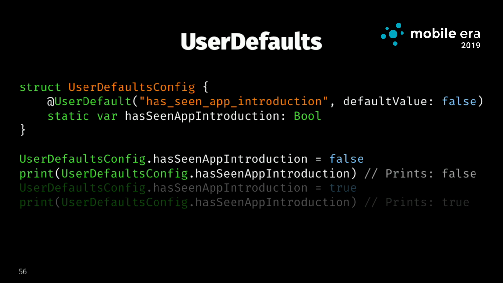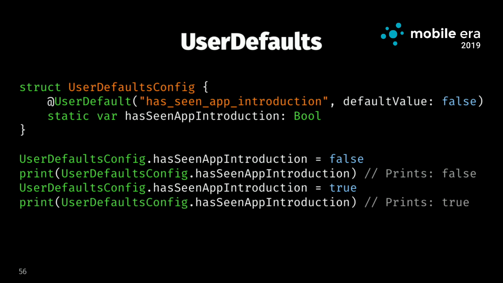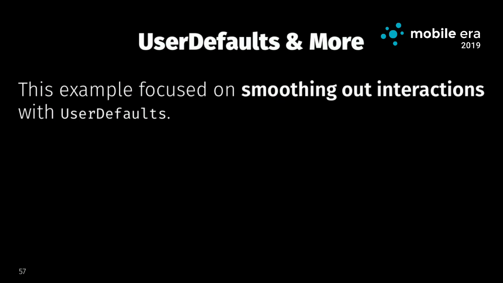We can print it and see that, yeah, the right value was stored. We can update it. And if we read it again, we would see that indeed the value did change inside the UserDefaults. So it's really nice because basically we have smoothed out interaction with UserDefaults.